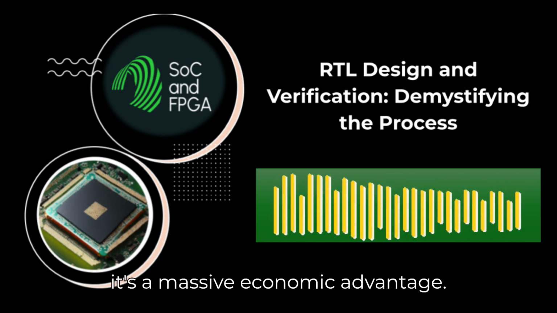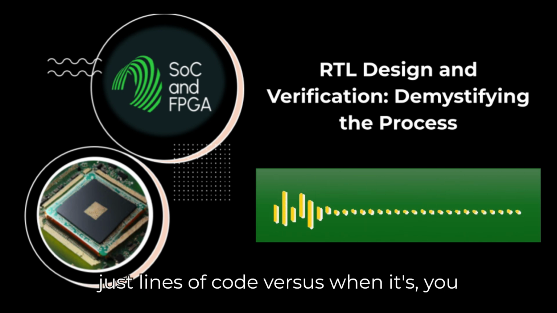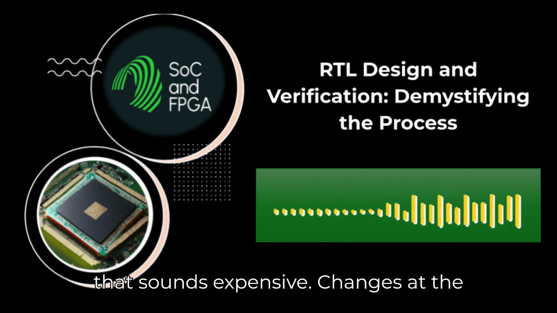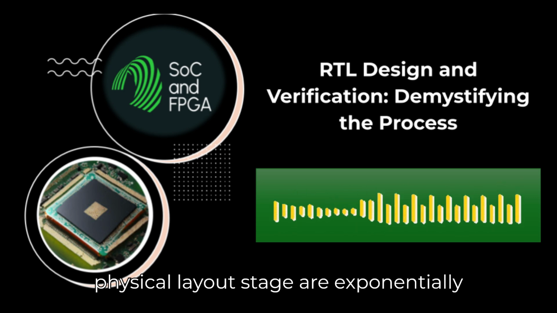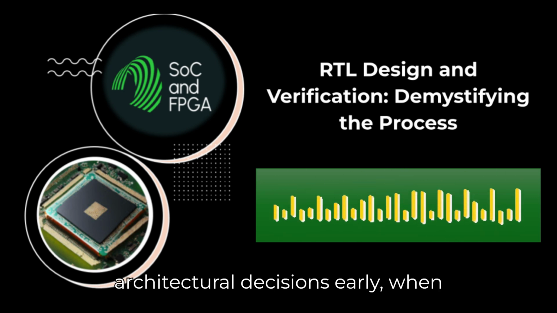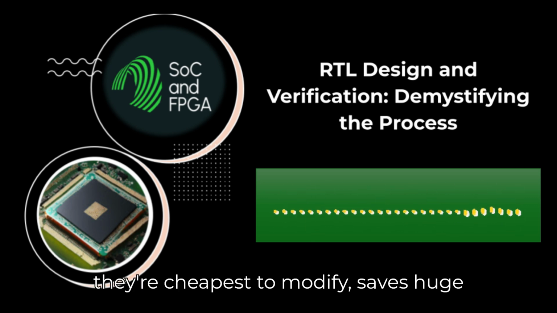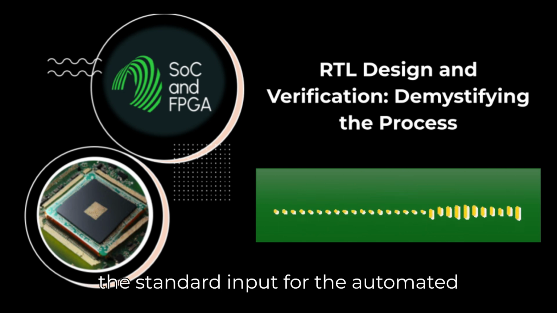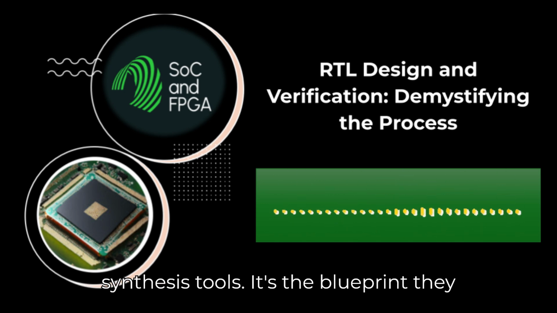Which saves money, I assume. Oh, it's a massive economic advantage. Imagine making a design change when it's just lines of code versus when it's already physically laid out. Yeah, that sounds expensive. Changes at the physical layout stage are exponentially more costly. So validating and refining architectural decisions early, when they're cheapest to modify, saves huge amounts of time and money. Plus, RTL is the standard input for the automated synthesis tools. It's the blueprint they follow.